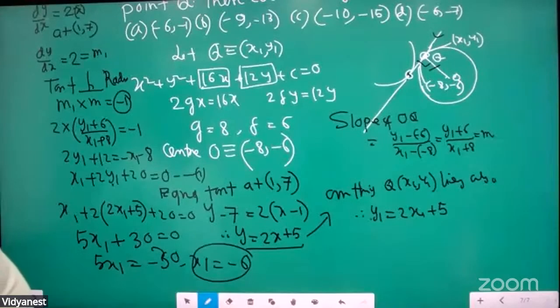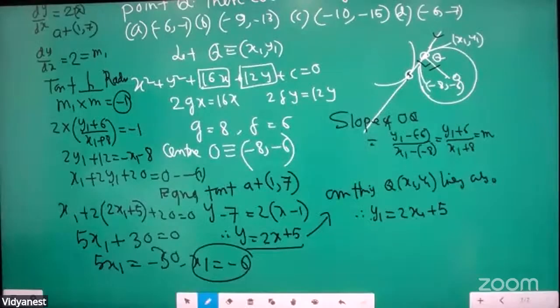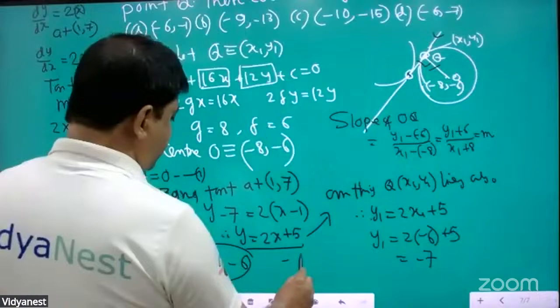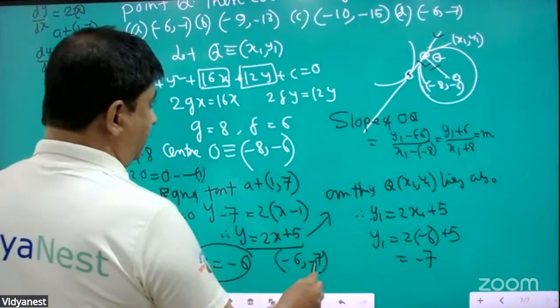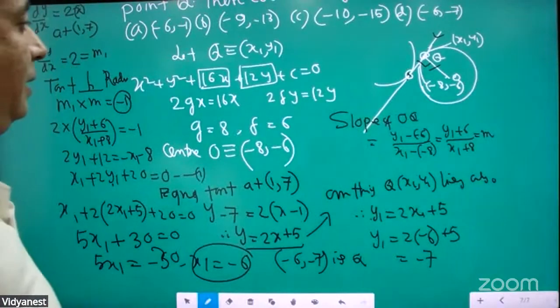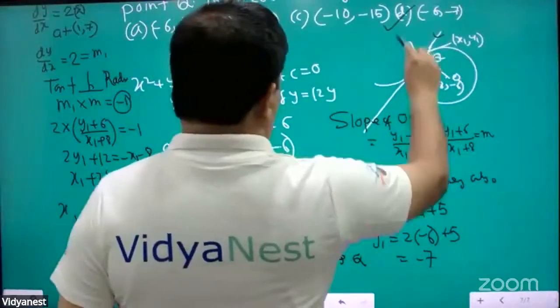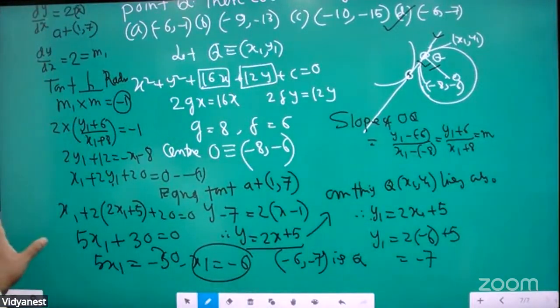Okay. We have got x1 is equal to minus 6. We have to find y1. Put it here. Minus 7. So minus 6 comma minus 7 is Q. So option D.